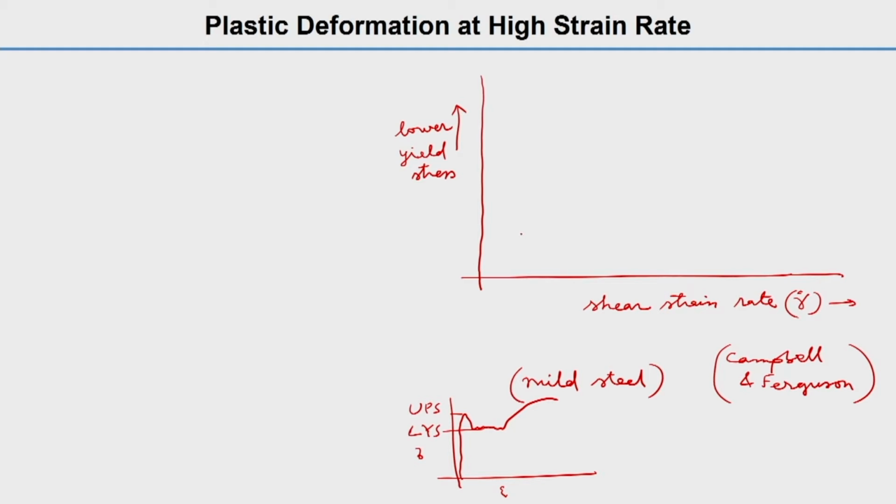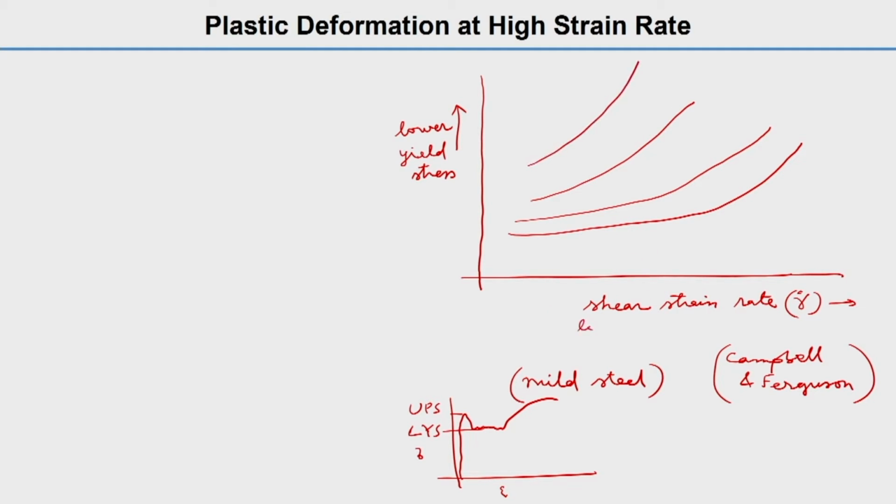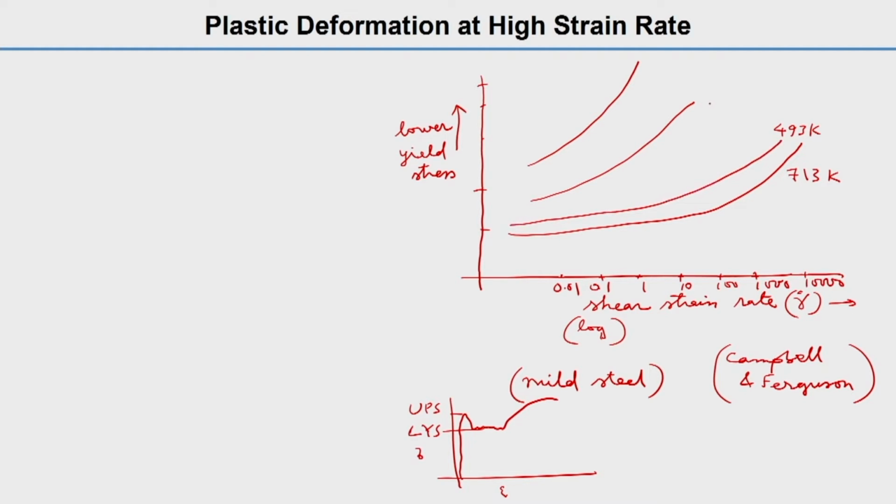We can see that the yield stress will increase with strain rate. This is in logarithmic scale: let's say you have 1 here, 10, 100, 1000, 10,000, and here 0.1, 0.01, something like that. We are not plotting megapascal values here. The first curve is for a very high temperature, 713 Kelvin, and the second one is 493 Kelvin. Probably these will be close to each other. The third one is 225 Kelvin, and the last one is 195 Kelvin.